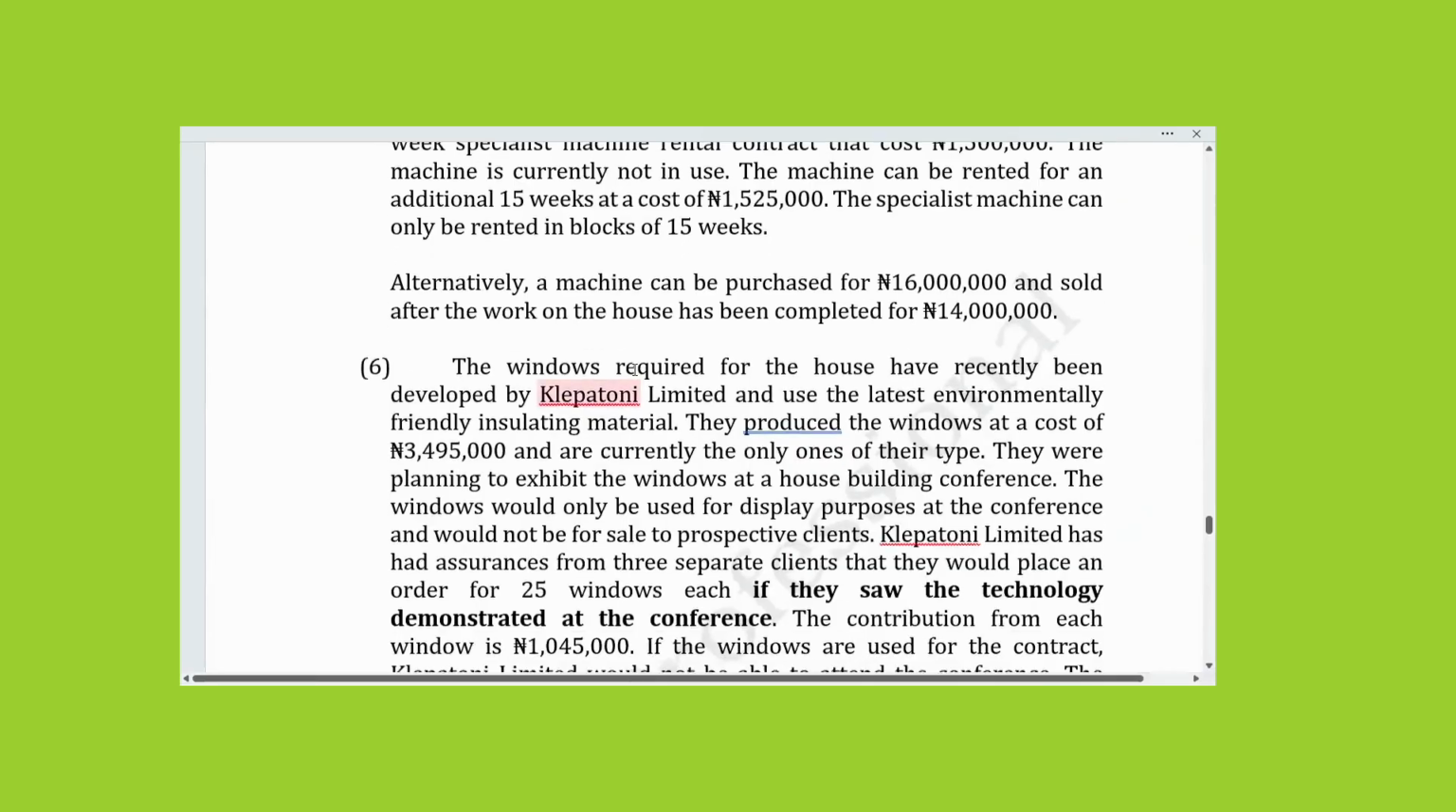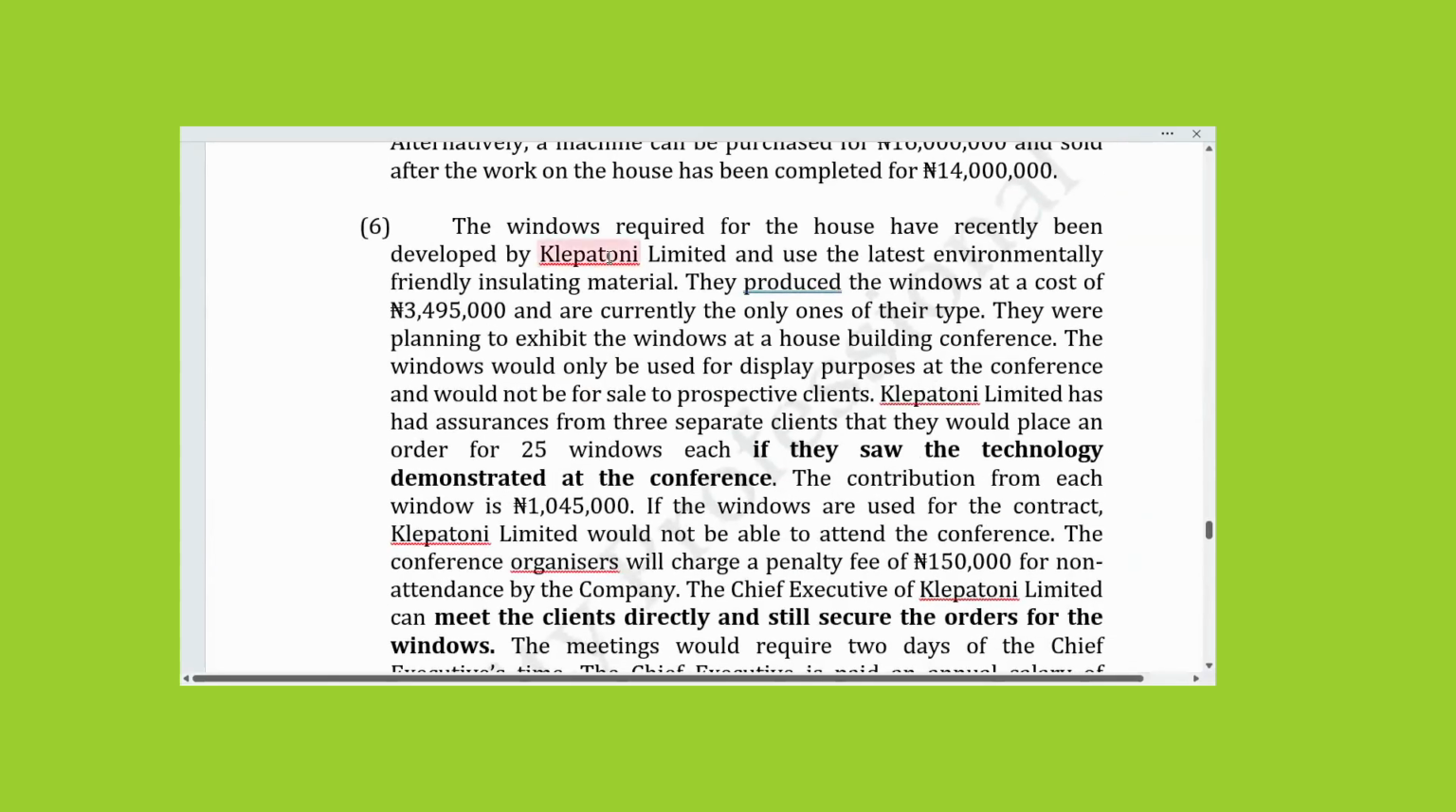Item number 6. The windows required for the house have recently been developed by Clepatoni Limited and use the latest environmentally friendly insulating material. They produce the windows at a cost of 3,495,000 naira and are currently the only ones of their type. So this 3,495,000 naira is irrelevant because it's a sunk cost.